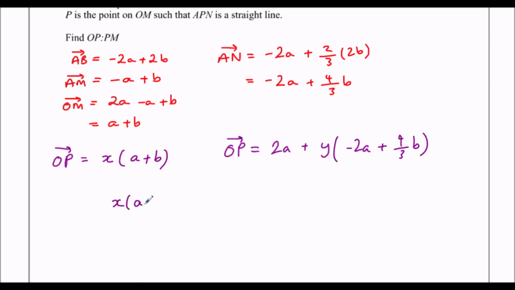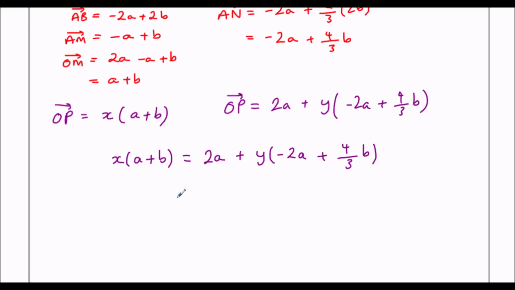So X times (A plus B) equals 2A plus Y times (negative 2A plus 4/3 B). I'm going to simplify both sides because I want to separate the A's and B's. On the left, I've got XA plus XB. On the right, I've got 2A, and Y times negative 2A, which is negative 2YA. I'm writing the A at the end because I want everything in terms of A and B. And I've got Y times 4/3 B, 4/3 YB.